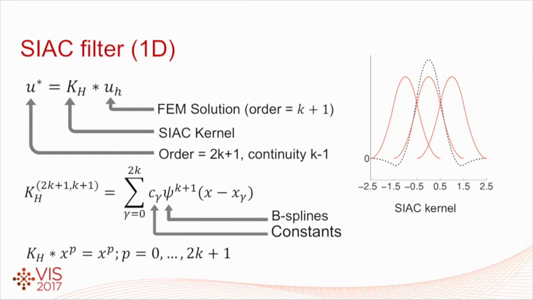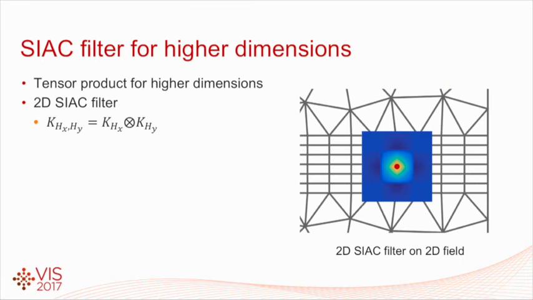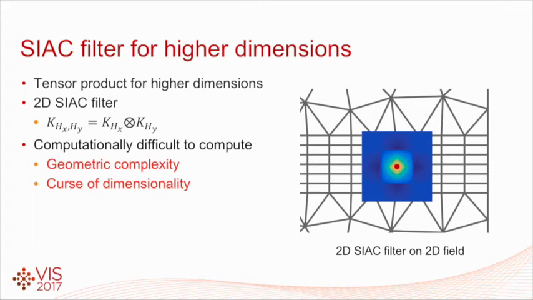Now let's look at the SIAC kernel in higher dimensions. The SIAC kernel in higher dimensions is built using a tensor product of one-dimensional SIAC kernels, and these SIAC kernels are computationally difficult to use because of the complexity of the SIAC kernel mesh and the simulation mesh you have.